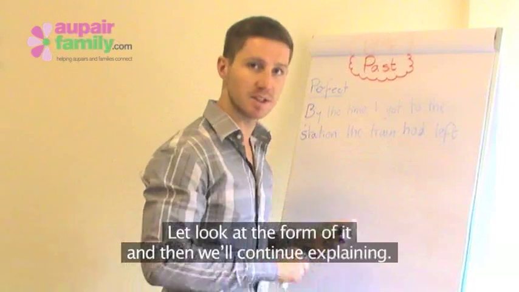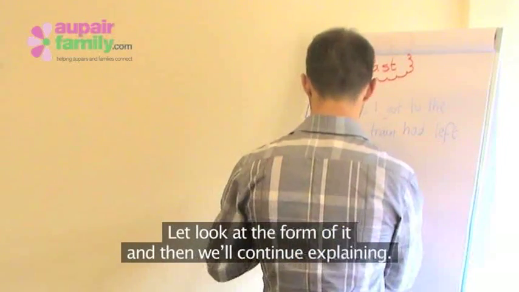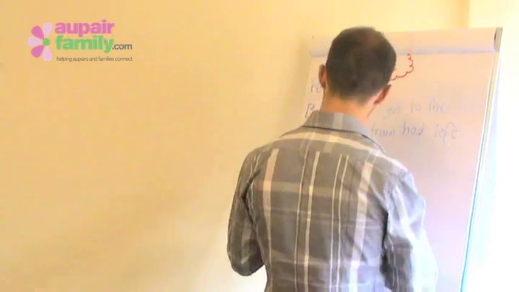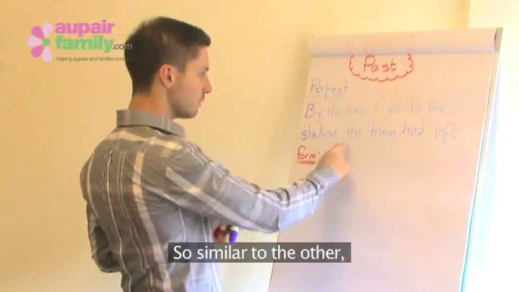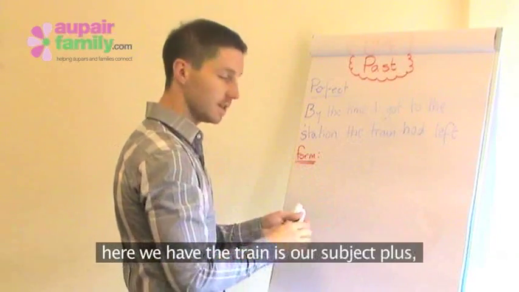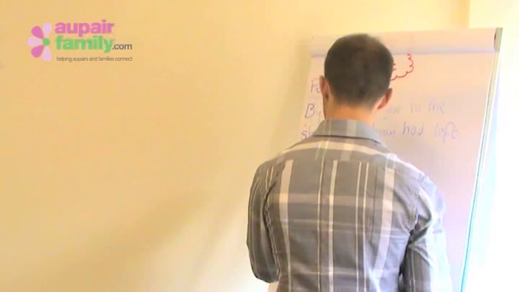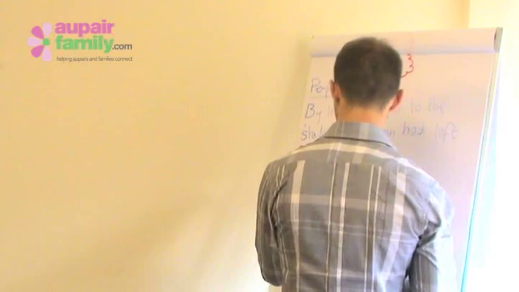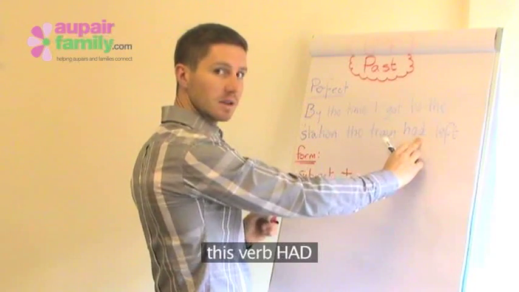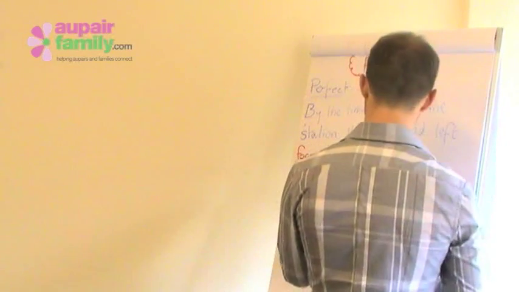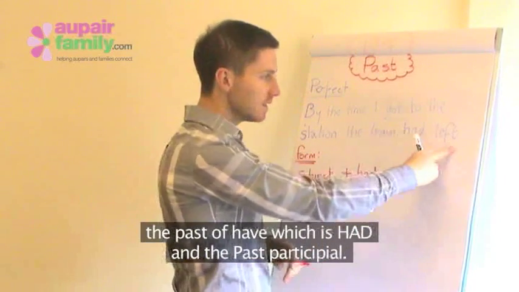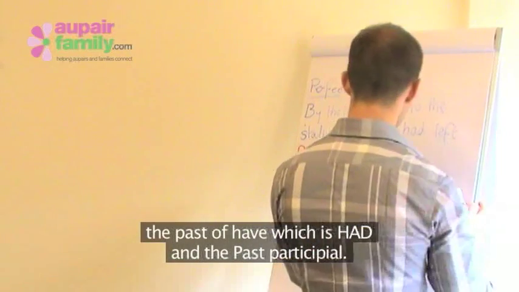Let's look at the form of it and then we'll continue explaining. So, similar to the other, here we have the train is our subject plus this verb, okay? It's the past of have, which is had, and here we have the past participle.